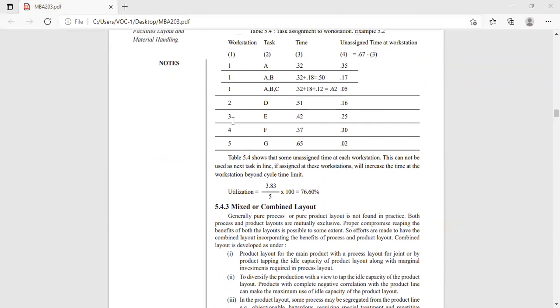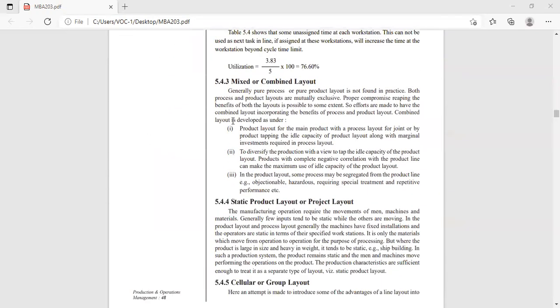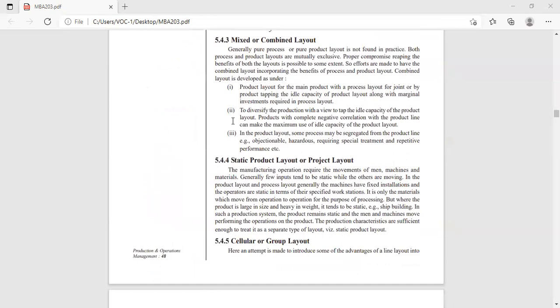Next is the mixed or combined layout. Generally, a pure process layout or pure product layout is not found in practice. Both process and product layouts are mutually exclusive, but a proper compromise retaining the benefits of both layouts is possible to some extent.